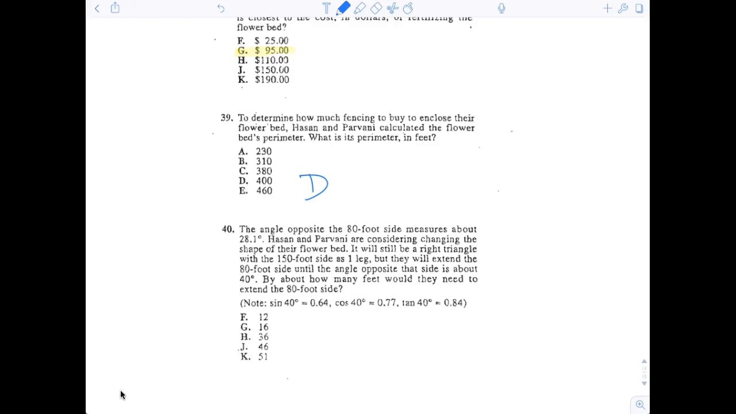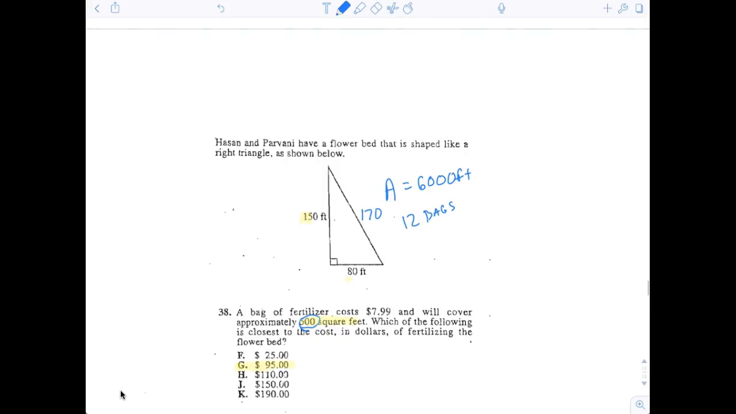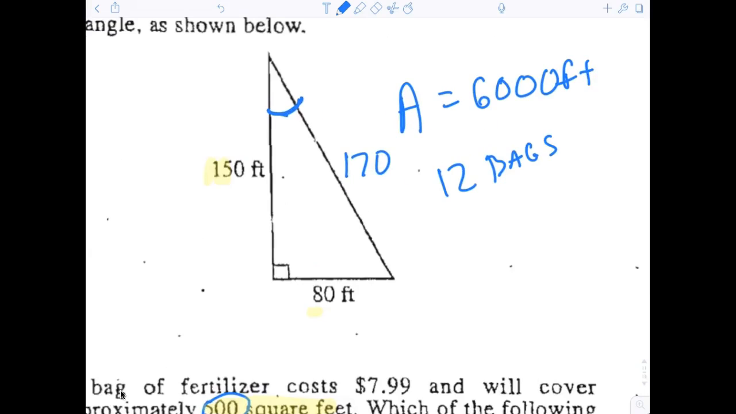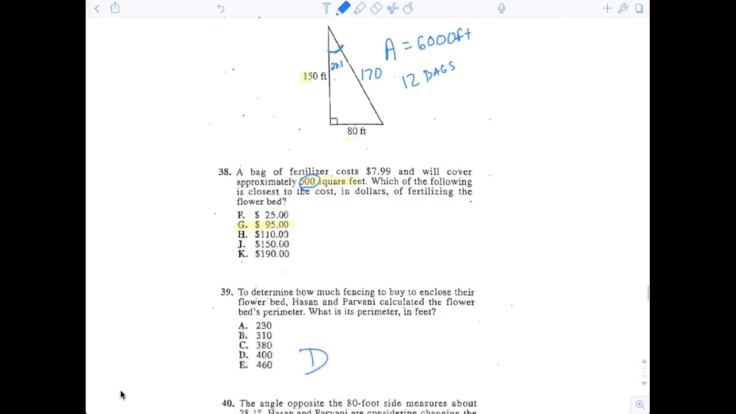Now it says the angle opposite the 80-foot side. So this angle is what they're talking about, right? What's its dimension? What does it say? 28.1 degrees. We could have figured that out anyway.